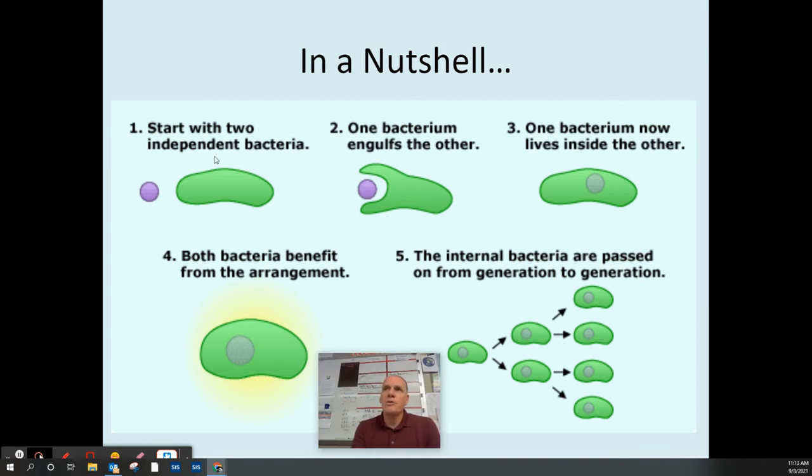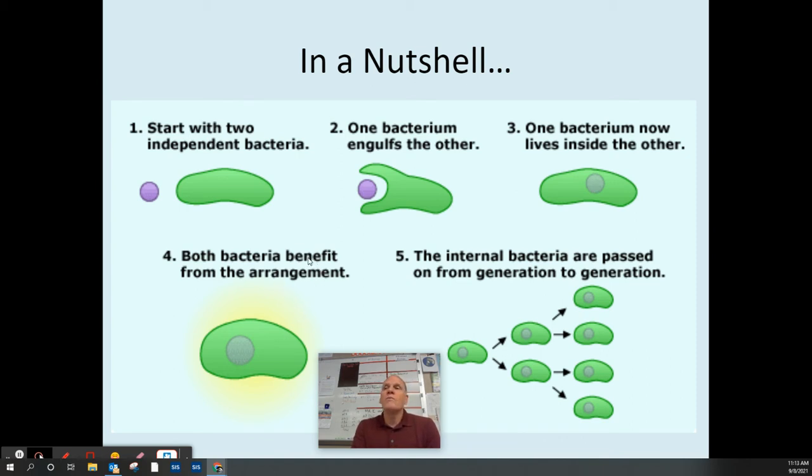We have the two independent bacteria. This is the proeukaryotic cell. One engulfs the other. It puts it into a little vacuole. So it puts some of its own membrane around it. And that's the reason why we don't see it as a bright purple one right here, because it's completely covered in another membrane. And that is the beginning of that double membrane system.